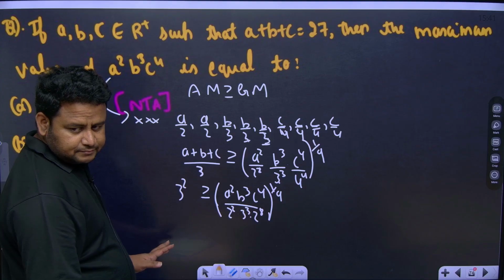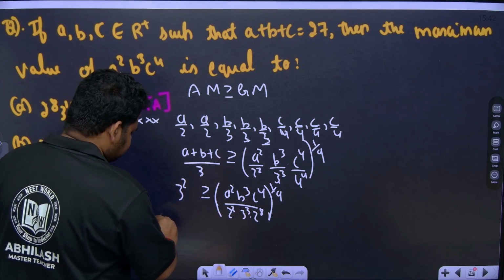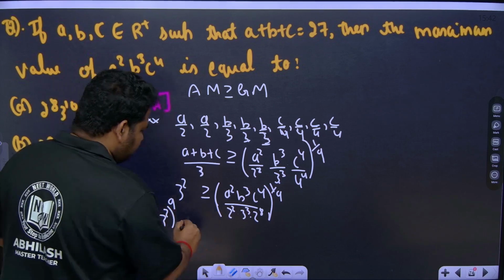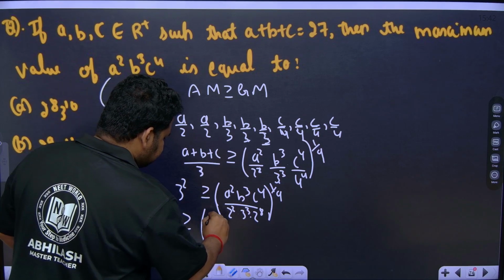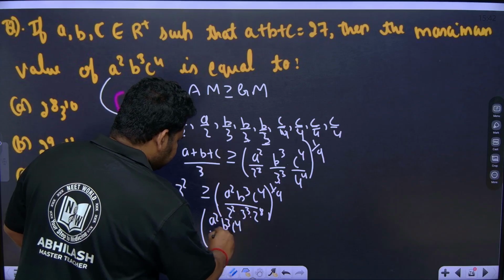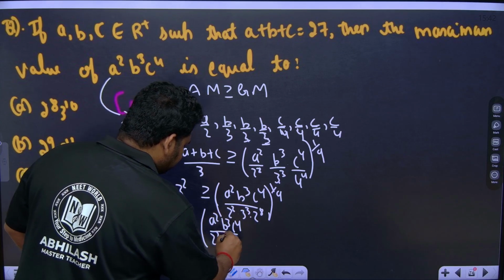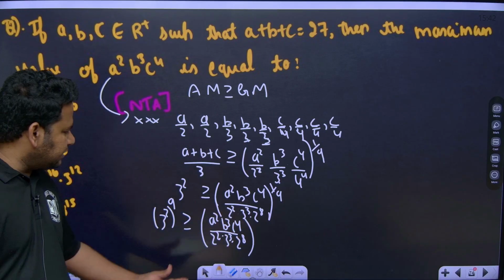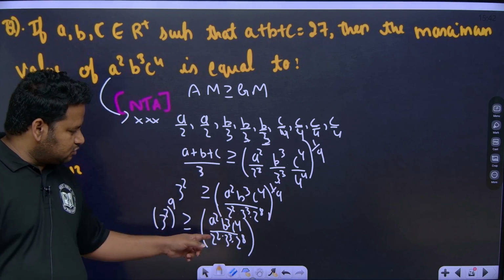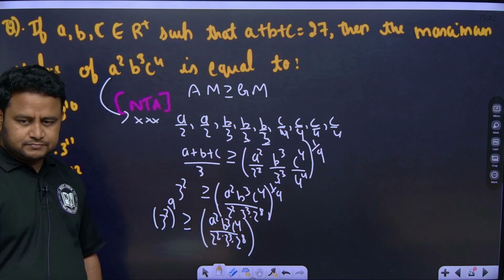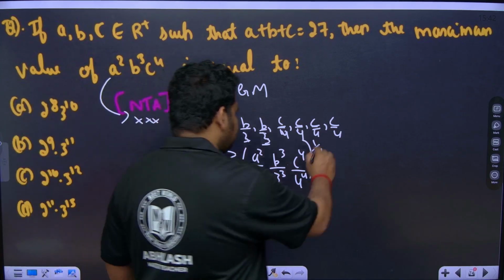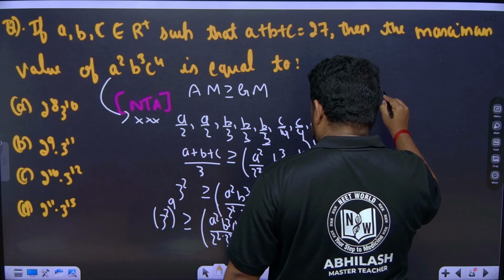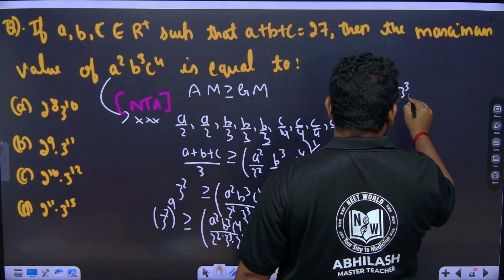That is what you are saying. If I send it here, this will become 3 square to the power of 9. Correct, no? Now what is left here? Here you are left with nothing. A square b cube c power 4 divided by 2 square into 3 cube into 2 power 8. There is no power here now. Now what I should send? I should send only this one, 2 square, 3 cube, this much. So this will become equal to 3 square to the power of 9 into 2 square, 3 cube, 2 power 8.